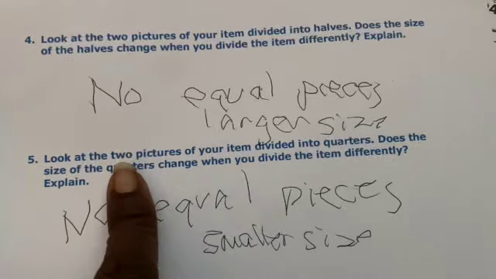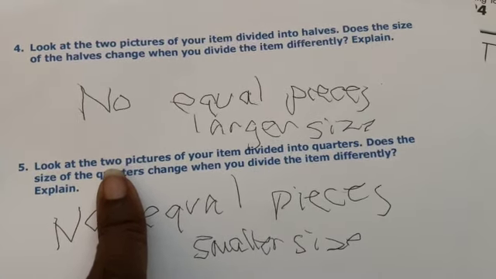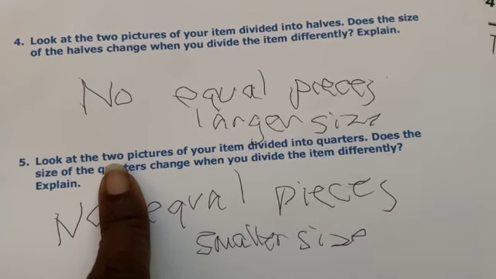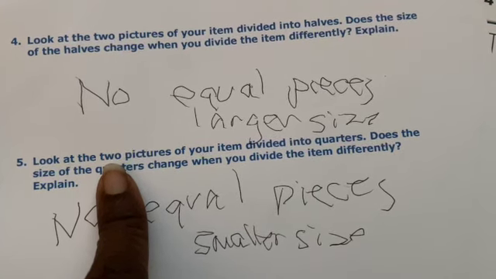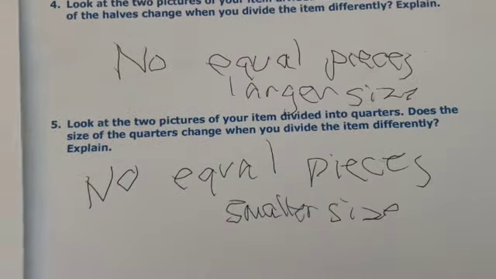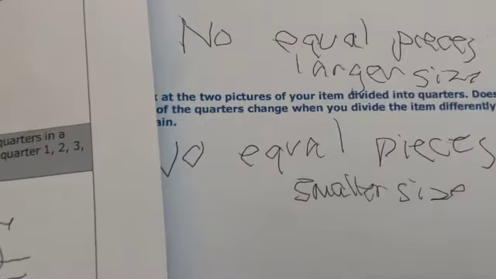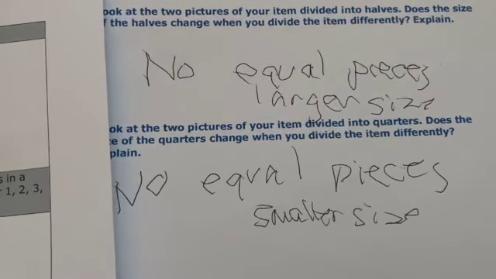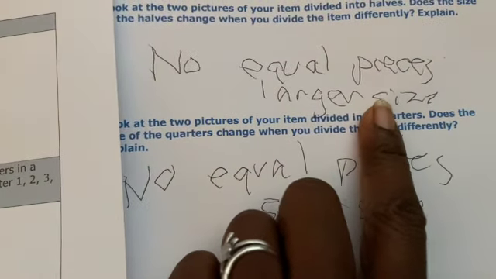Okay, so again, it says look at the 2 pictures of your item divided into halves. Does the size of the halves change when you divide them differently? And it says explain. And so we said no, as we look at the picture in halves. And then we say that they're equal pieces, but then there's a larger size.